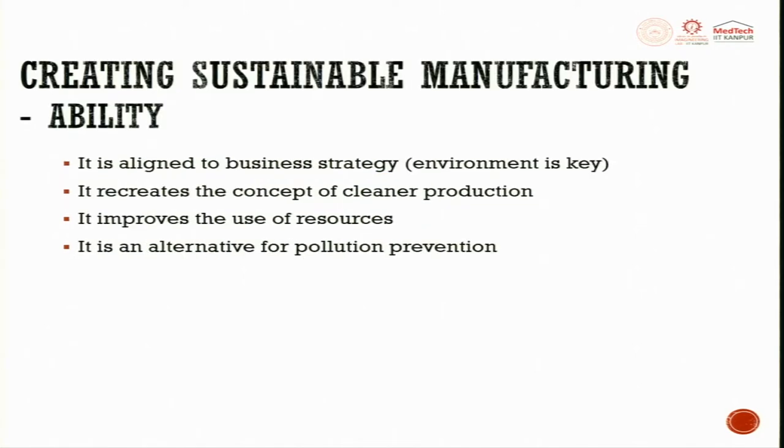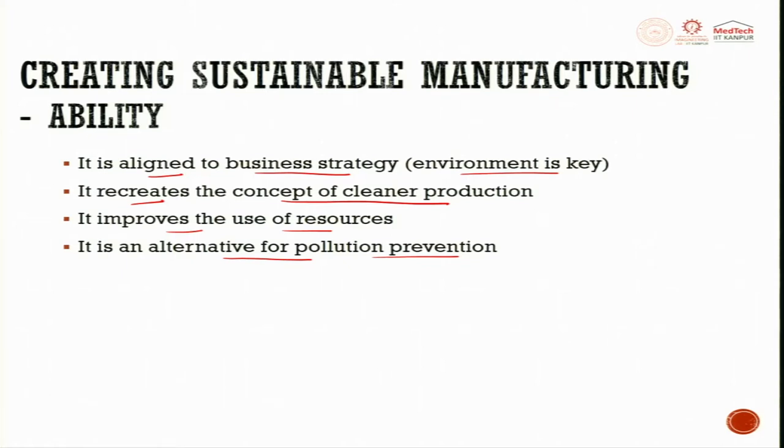To create a sustainable environment, what is the ability that our system has? It has to have alignment to the business strategy, that the environment is the key. This we have seen, we are just recalling what we studied in the previous lecture. It recreates the concept of cleaner production. It improves the use of resources. It is an integrated and systematic approach. It is based upon team effort always. So it is an alternative for pollution prevention. Along with this, we need to create a culture, that is, society is always part of it.